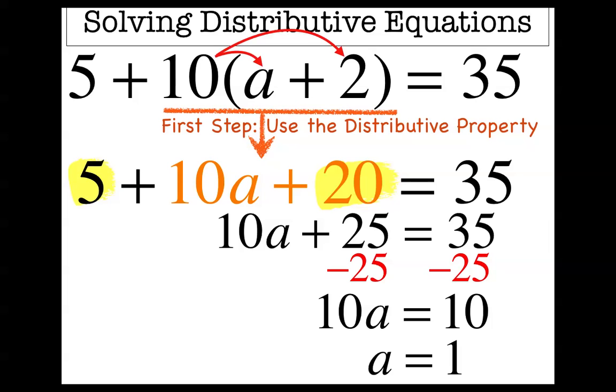So sometimes the distributive property is going to be one of those steps in one of these multi-step equations that you're going to solve. And that's okay. No big deal. By the way, also, if you wanted to check your answer on this one, it'd be really easy. If a is supposed to equal 1, just plug a 1 in where you see the a in the beginning. What's 1 plus 2? 3. And you're going to multiply that by 10, which is 30, and then you're going to do 5 plus 30. Oh yeah, that was actually really easy to check.